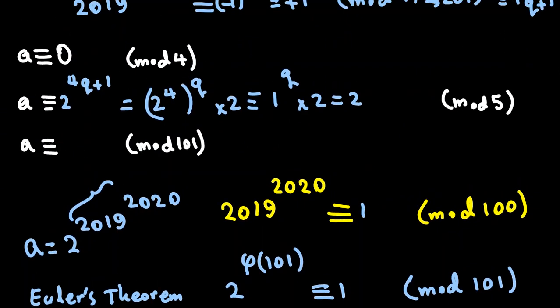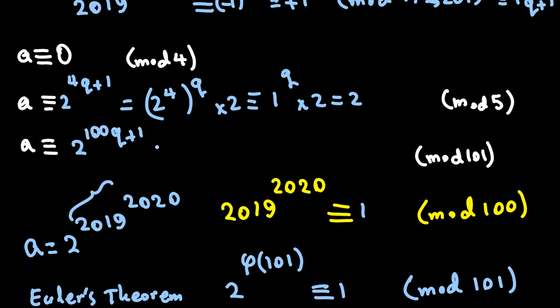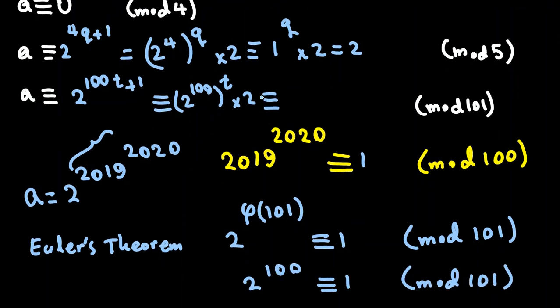If you want to calculate the mod 101, you say, okay, it is 2 to the power of 100t plus 1. And we know 2 to the power of 100. Instead of q, I said it should be t, so let me write t here. We said not q because we've used q. Don't use the same variable for different numbers in one solution. It will be what? We said 2 to the power of 100 is 1 because of Euler's theorem. It is 1 to the power of t times 2, which is 2 mod 101.